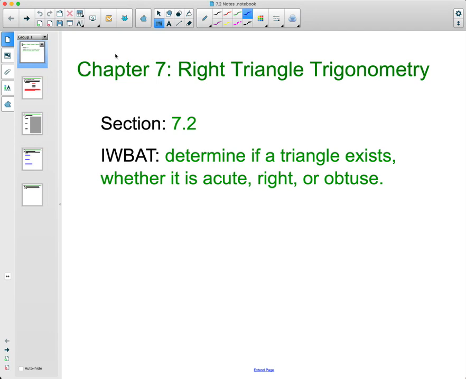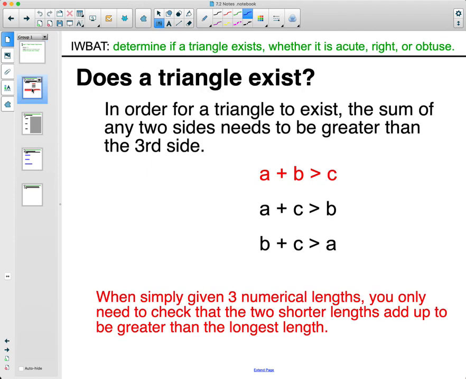In this video, we are going to talk about how you can determine, first of all, if a triangle exists when given three measurements, and then if the triangle exists, how to decide whether it is acute, right, or obtuse based on knowing the three side lengths.